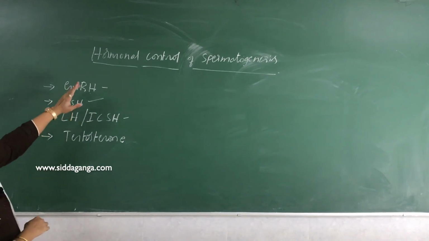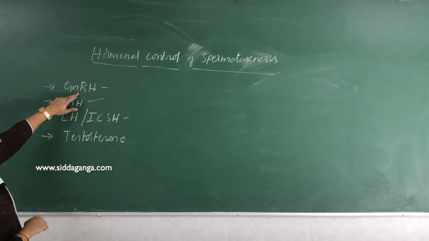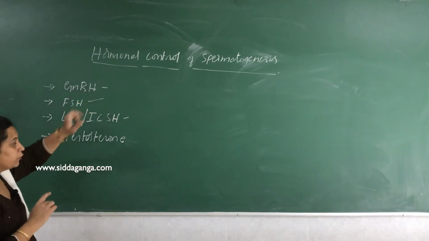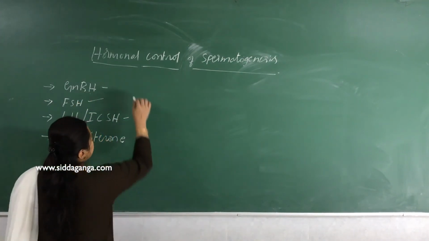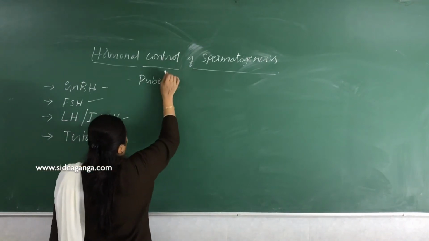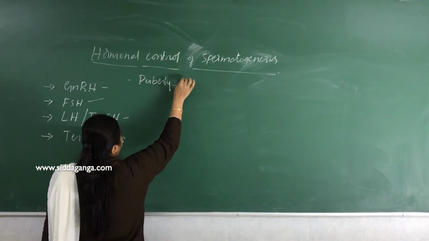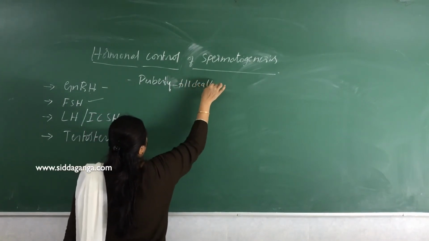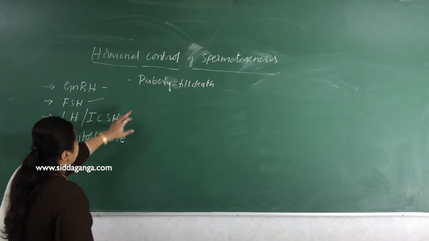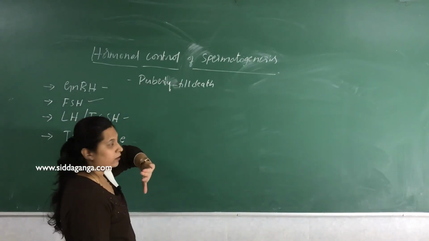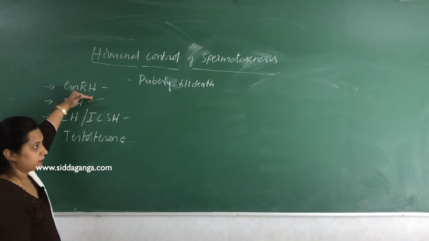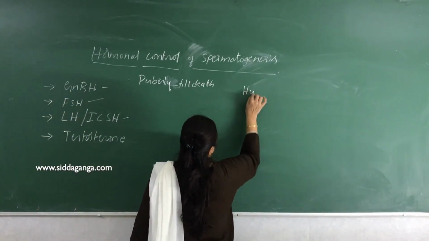See here, the hormonal control of spermatogenesis. The spermatogenesis process in human beings begins at puberty, and it will continue till death. So once the process begins with puberty, males are able to produce sperms throughout their life. This spermatogenesis process is because of the increased secretion of gonadotropin releasing hormone. This hormone is released by the hypothalamus.